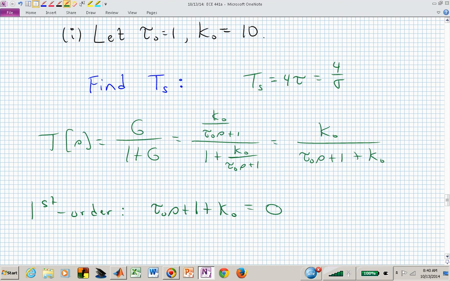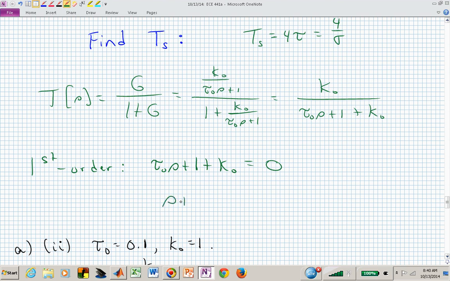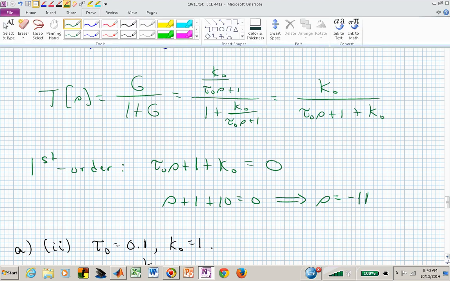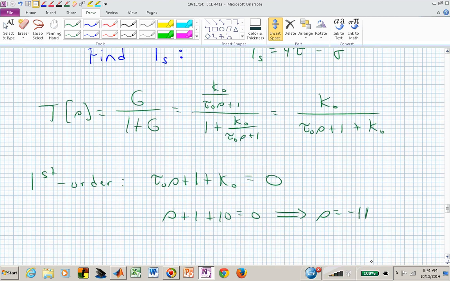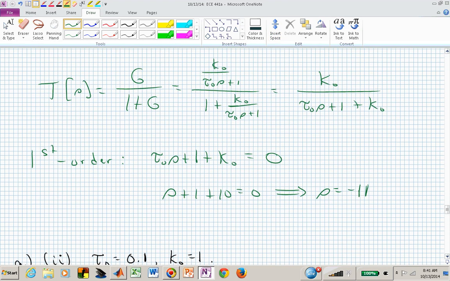And we had tau naught was 1, k naught was 10, so that now we have, in terms of a denominator, S plus 1 plus 10 equaling 0, or S is equal to minus 11. Which now says, there is our sigma, isn't it? That's how far we are into the left half plane. Now, if somebody says, oh, 4 tau, or 4 over sigma, that's 4 over 11, isn't it? And what is 4 over 11? Somebody calculate it.